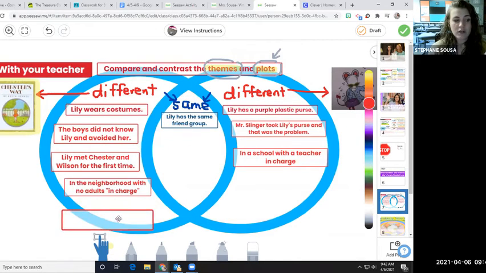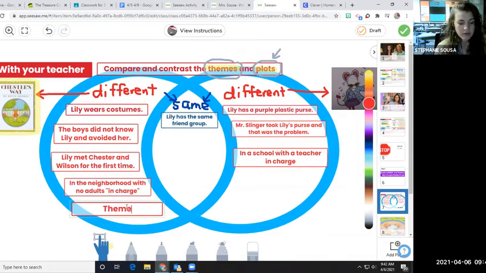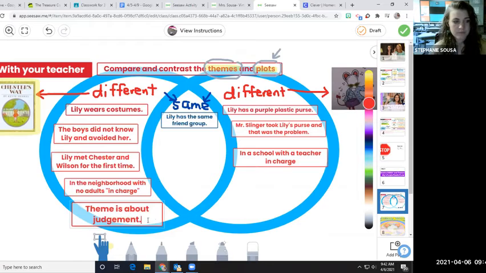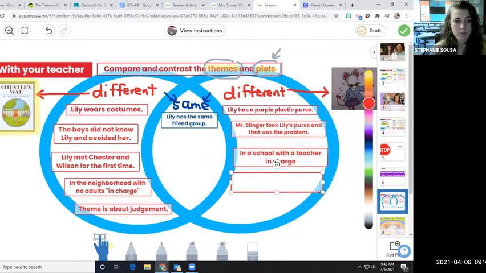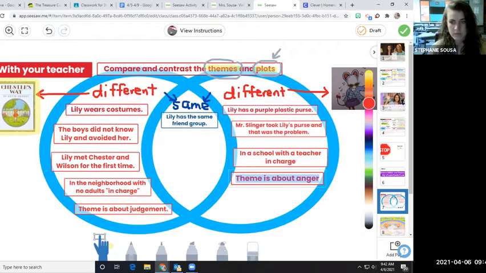So let's put that over here under Chester's Way. Under Chester's Way, let's put the theme is about judgment. Chester's Way, the theme is about judgment. And Lily's Purple Plastic Purse, our theme is about anger. So they had different topics for their themes.